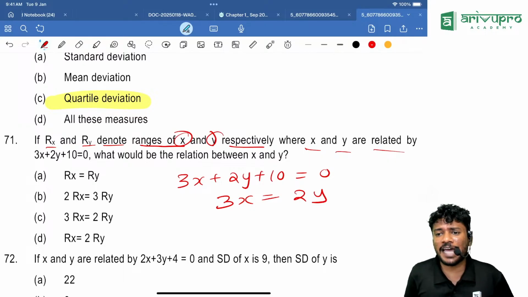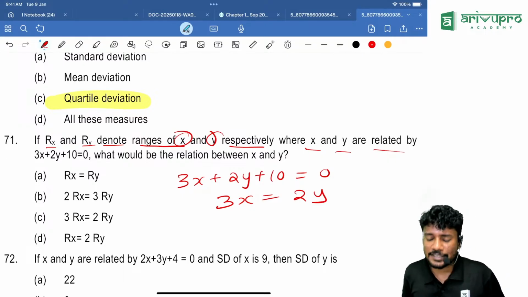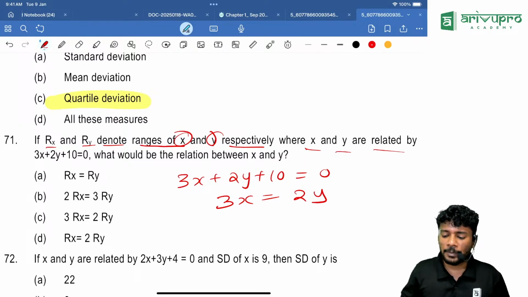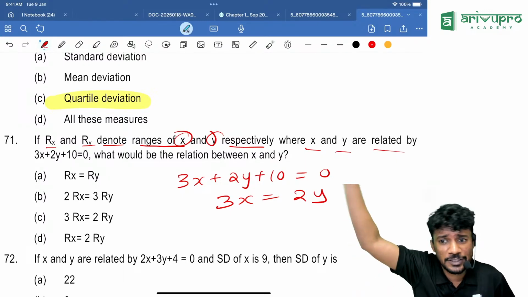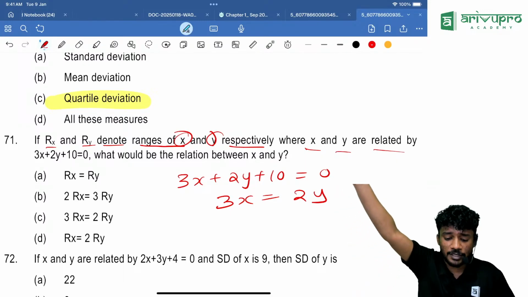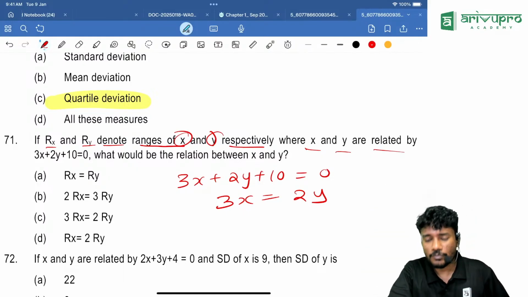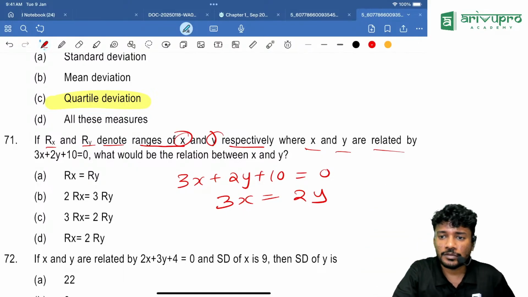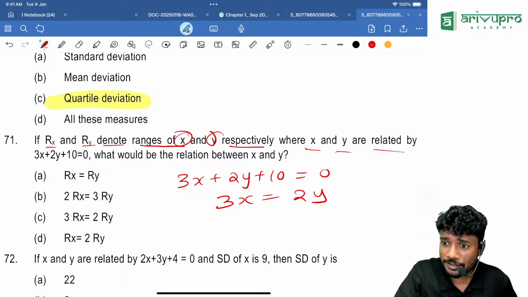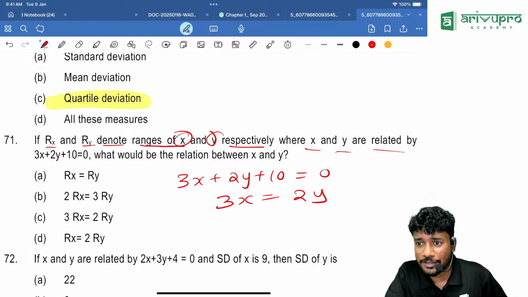Can you directly go for the answer from here itself? 3x is equal to 2y. What do you mean by that? I'm ignoring the sign because every time there will be a modulus, right? What is our answer? 3Rx is equal to 2Ry. Is that the answer? No. What is the answer? Option B.